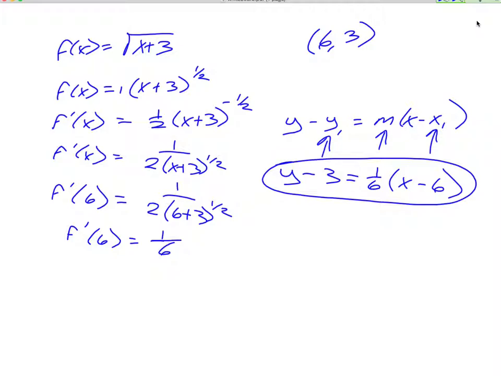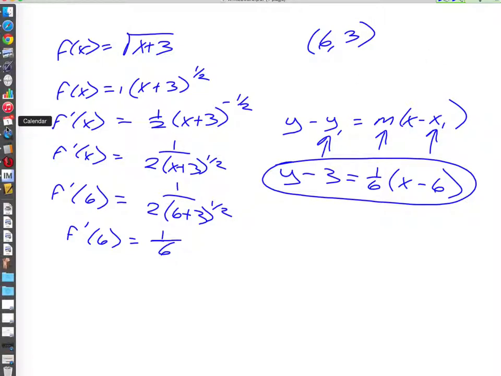Now, we're going to graphically verify that is the equation of a tangent line. How do I do that? I'm going to graph my function, and I'm going to graph my tangent line. What should happen? They should touch at the point 6, 3. So let's graph it.